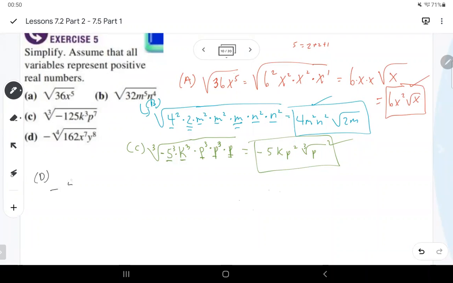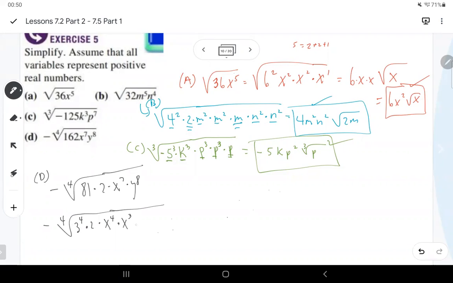And the negative 4th root of 162 is made up of 81, which I'll just go ahead and write like this for you guys to see it for the moment, and then I'll break it up. So 4th root, that's going to be 3 to the 4th times 2. And then we want groupings of 4, so x to the 4th times x cubed.